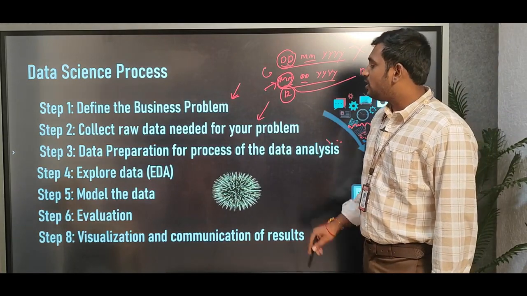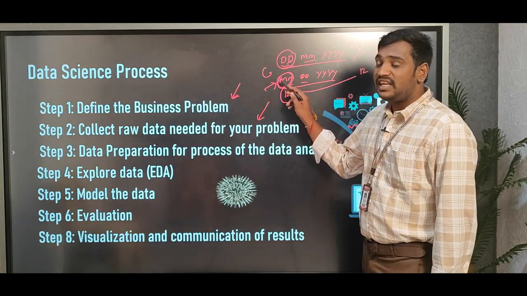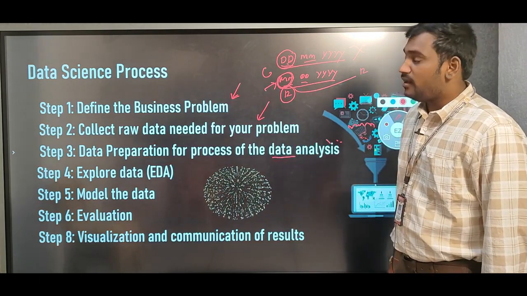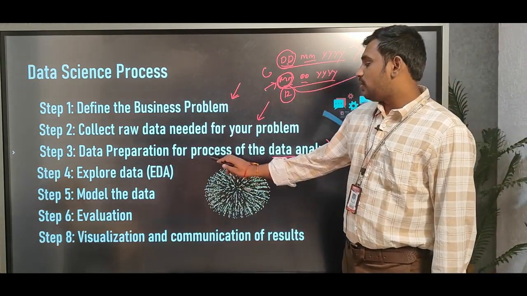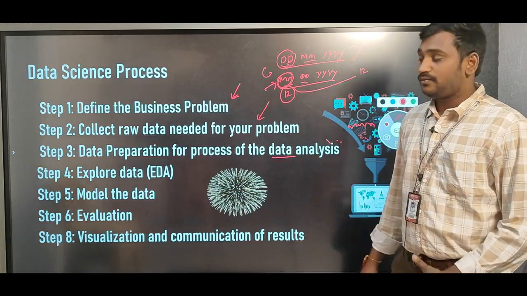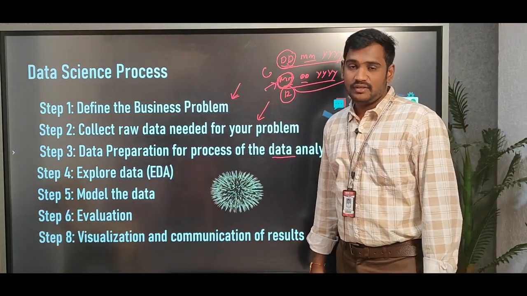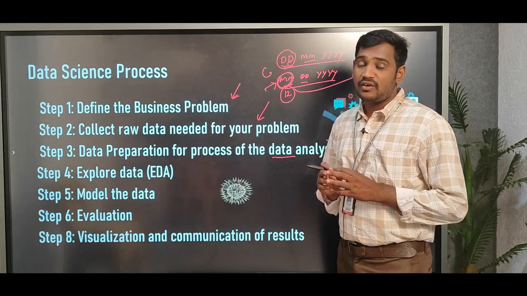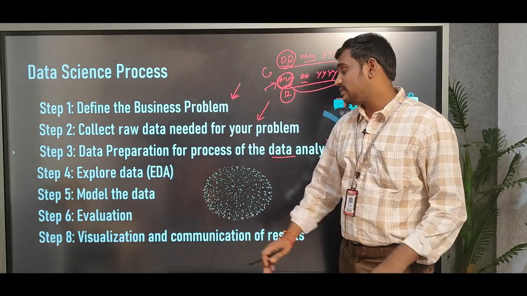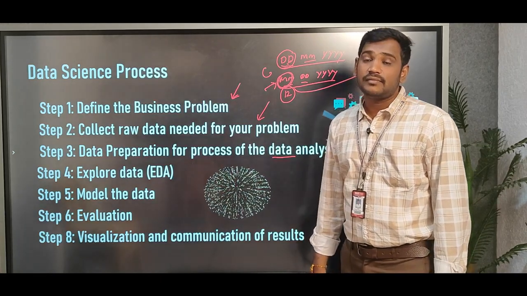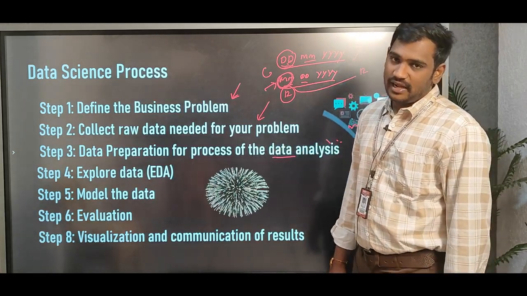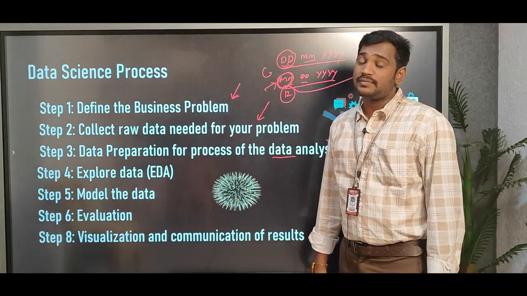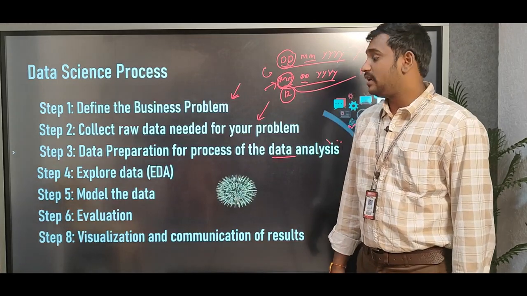So all these types of things, and missing data, will be understood and prepared in the process of data analysis. Next, EDA. EDA is a very important phase. What is the data required for data analysis? That is understood by the data scientist in the EDA process. That I explained completely in the previous video.